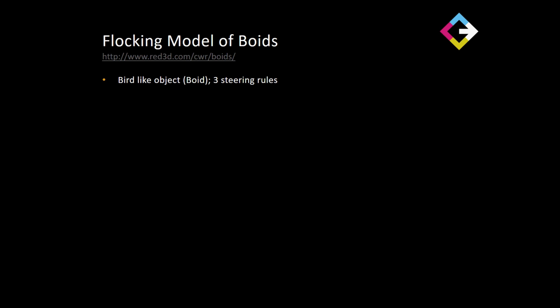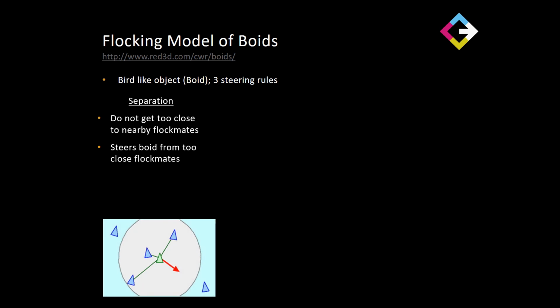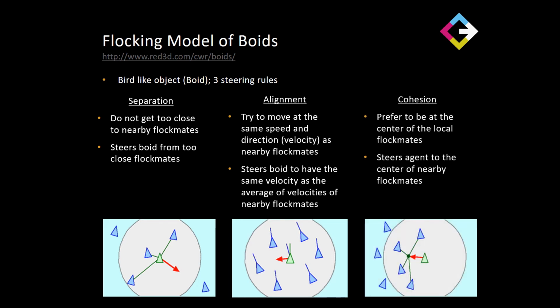And speaking of flocking, that behavior is actually the result of three steering rules: separation, alignment, and cohesion. Roughly speaking, you first find boids which are around you, which forms your local flock, and then you compute those three forces. First, the separation, which dictates you not to get too close to nearby flockmates. Second, the alignment, which steers boids to have the same velocity as the average of velocities of nearby flockmates. And third, the cohesion tries to make the boid be in the center of the local flock.